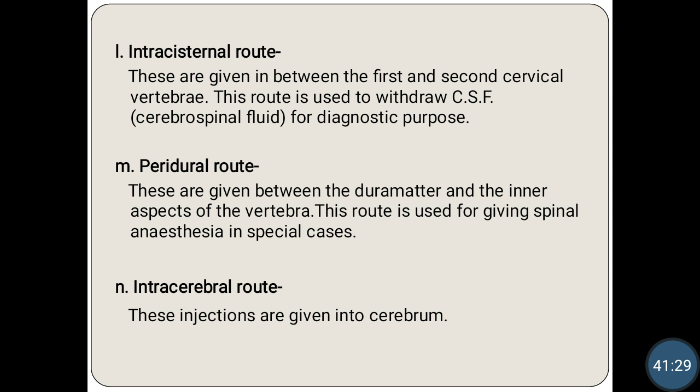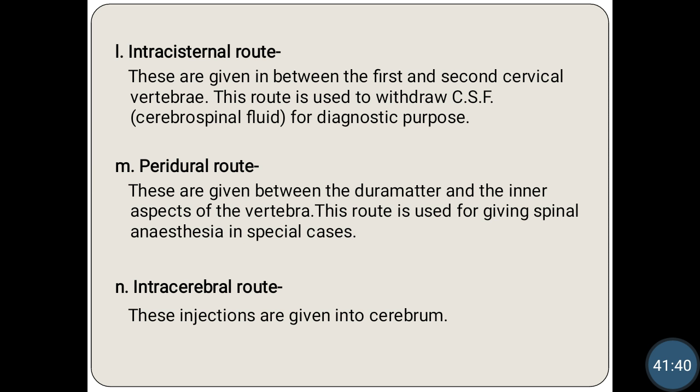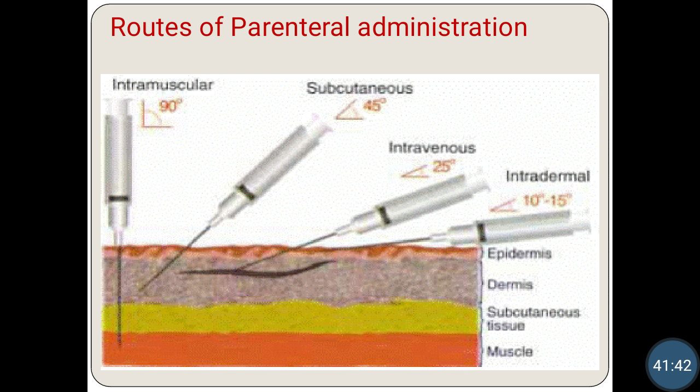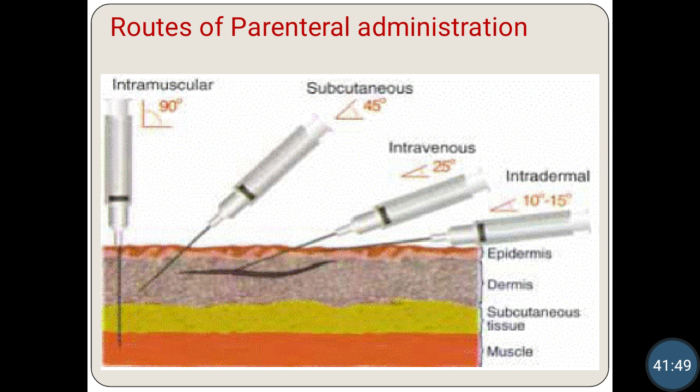The next one is the intracerebral route. These injections are directly given in the cerebrum of the brain. Okay, so these are the different routes of administration for the parenteral preparations, or the parenteral preparations can be given by all these routes.